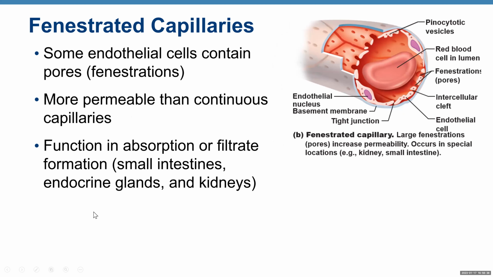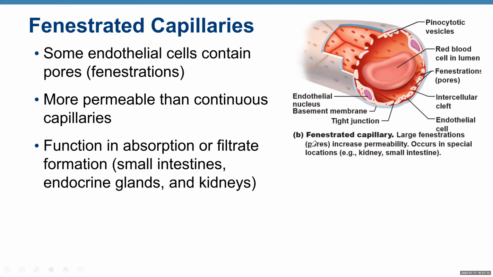Fenestrated capillaries: some endothelial cells contain pores, or fenestrations. They are more permeable than continuous capillaries and function in absorption or filtrate formation, found in the small intestine, endocrine glands, and kidneys. Fenestrated capillaries are shown over here. Here's our endothelial cell, and we have an intercellular cleft, plus those fenestrations or pores.